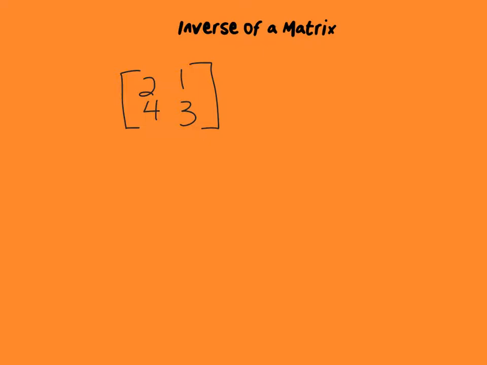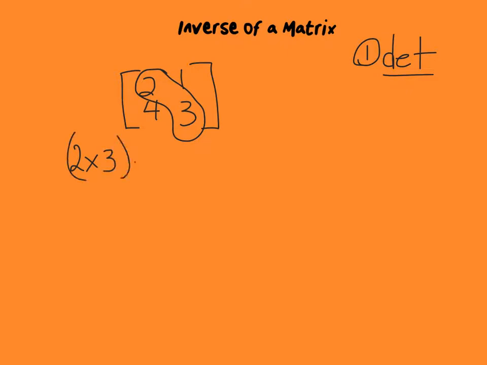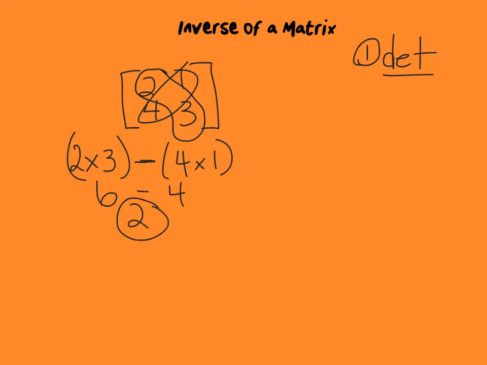Okay, so first of all, in order to find the inverse of a matrix, first you need to find the determinant. What we just did in the other page, remember? We did 2 times 3 minus 4 times 1, which was 6 minus 4 equals 2. Once you have the determinant, just leave it there hanging for a second.